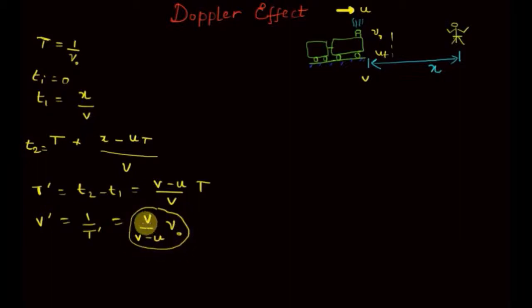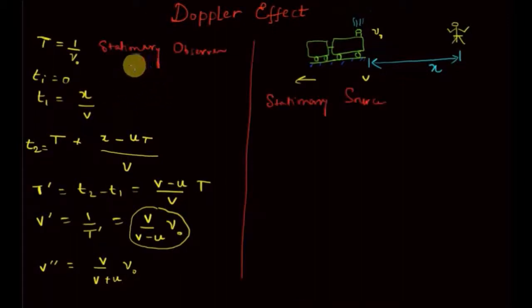Because it is v by v minus u, the denominator is smaller, so the numerator will increase, so the apparent frequency increases. Now, similarly, if the train moves away from the observer, then by similar logic we will get v double dash equal to v by v plus u into nu naught. So in that case, if the train moves away, the apparent frequency of the sound which the observer hears will decrease, right?